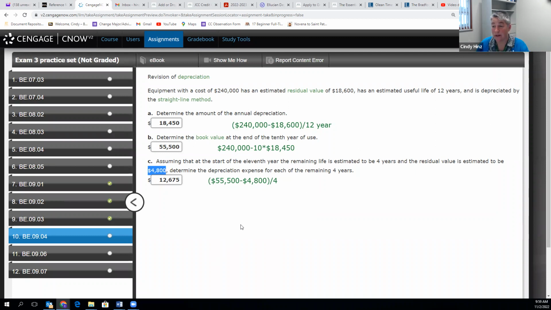Now, at the end of the 4 years, is it really going to be worth $4,800? Maybe. Might be worth more than that, might be worth less than that, might not have any value at all. And that's what we're going to see in the next exercise. Okay, so what do we do with that case when we actually dispose of or sell the asset at the end of its useful life, whether that's when we thought we would stop using it or not? How do we record that? So any questions about revising depreciation?